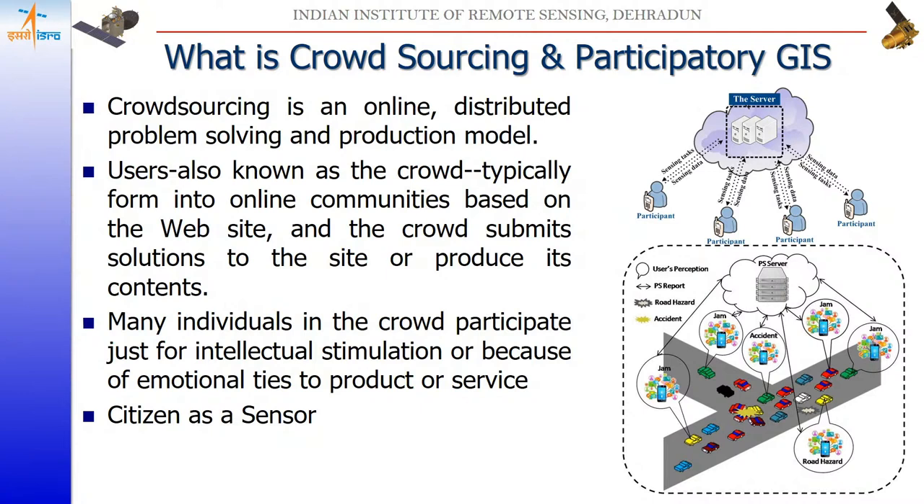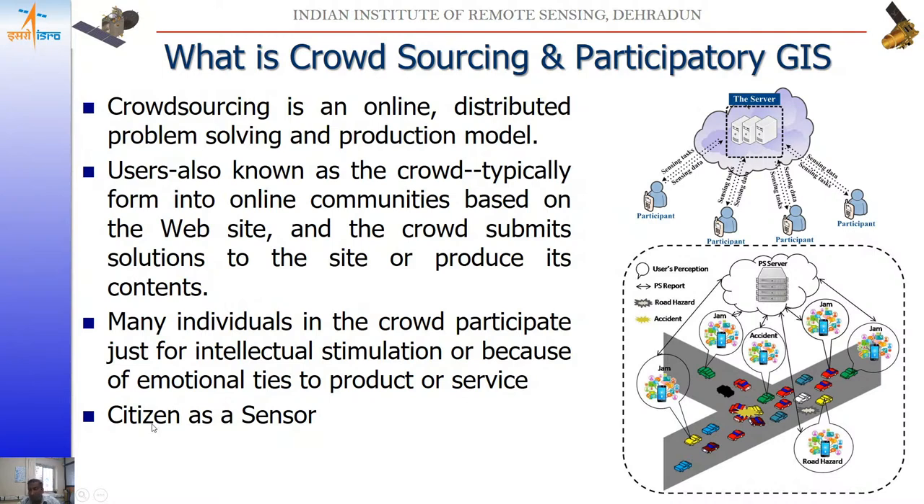So this particular information, this speed information, is directly fed to the Google server. And from that Google server, based upon a large number of data sets from all those people who are traveling on that road, you get the condition of the traffic. This is one example. So here the citizens are working as a sensor.